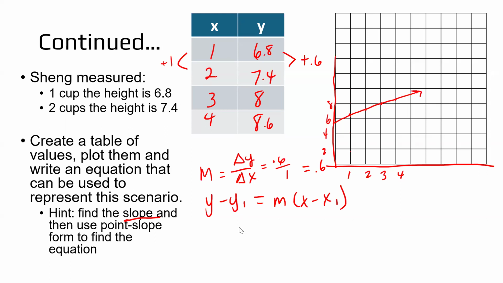So here, all this work that you've done, good job. All right. So now you can choose any point. It doesn't matter which point you choose, but you're going to substitute in values for x1 and y1. So I'm going to change my color. I'm going to just use 1 and 6.8 because it's there. Oh, no, let's use 3 and 8. Prettier numbers, right? No decimals. 3 and 8. So if I use 3 and 8, that gives me y minus 8 equals, our slope is 0.6 times x minus 3.